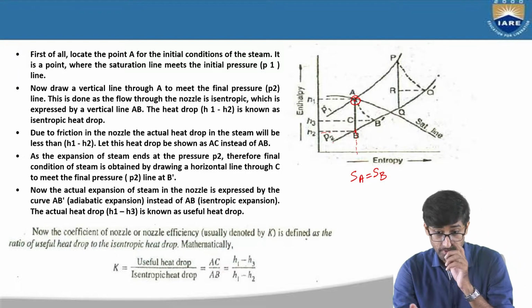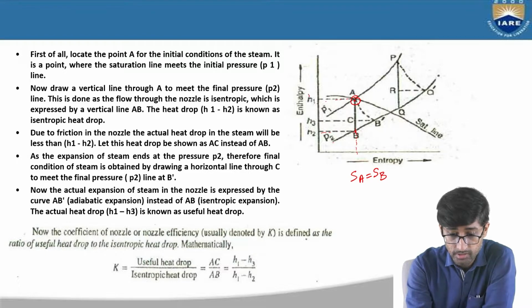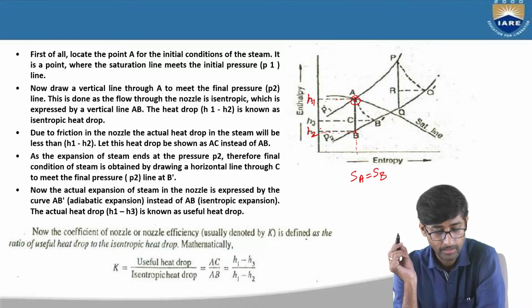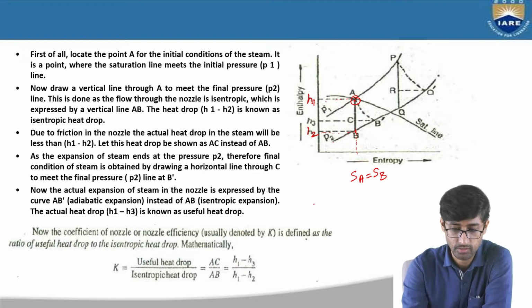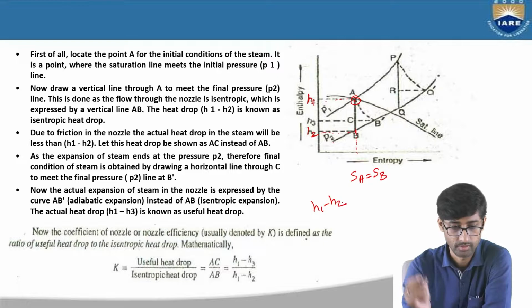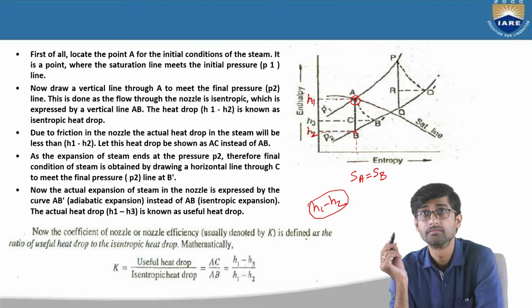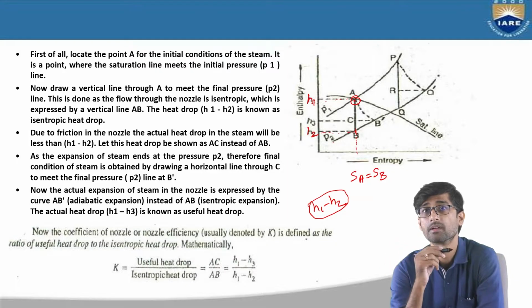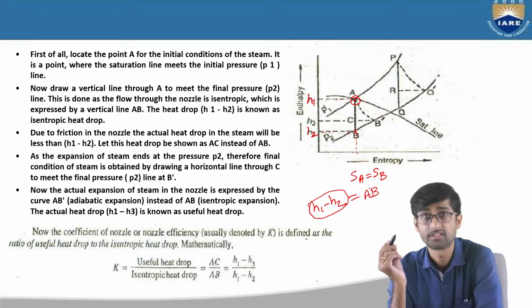Now, what is the heat drop? At this point A, the corresponding line, if you draw, is called the enthalpy line H1, and here it is the enthalpy line H2. So the heat drop, that means the difference H1 minus H2, is known as the isentropic heat drop. That is called AB. This is called isentropic heat drop.